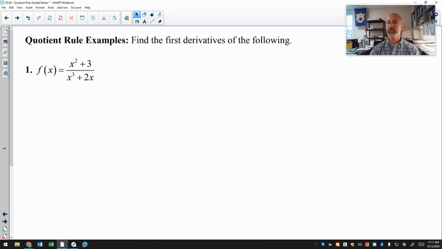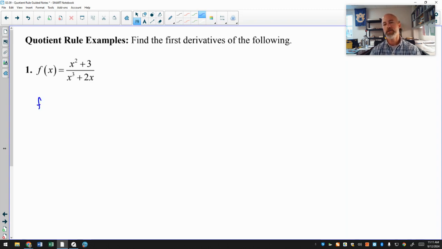And let's put this into practice. So I have a few examples. I think I have 4 total. And the last one takes us to the memorized trig derivatives. So here we have a function. It is a quadratic over a cubic function. I don't see how any amount of algebra is going to make this convenient to avoid the quotient rule.